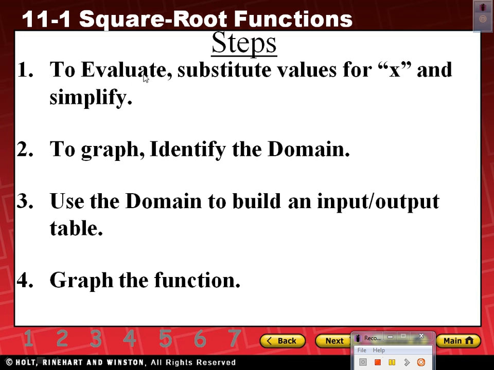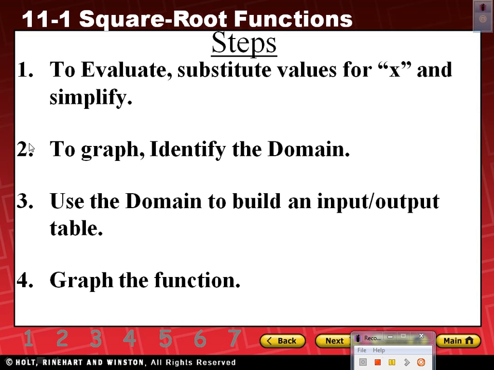Number one, to evaluate, substitute values for x and simplify. So that's one thing that we're going to do today with radical functions. What is it? To evaluate. How do we evaluate? Substitute values for x and simplify. Okay, what is the second thing we're doing?